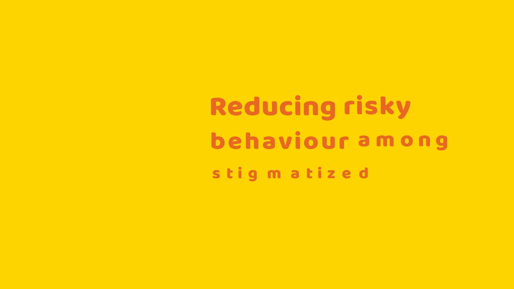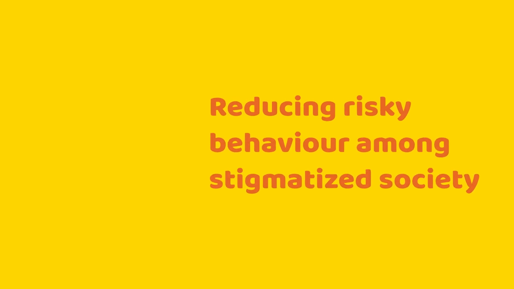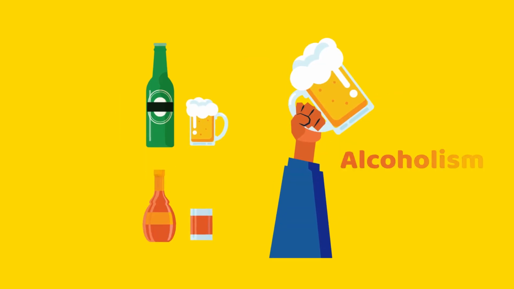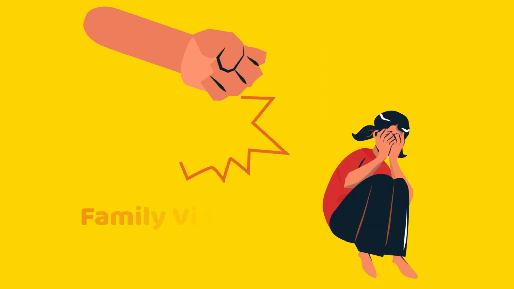It is useful to think that these difficulties experienced by evaluators in the field of countering violent extremism and tackling hate are not very different from the ones in other social programs. For example, prevention programs that aim at reducing risky behaviors among stigmatized communities. For example, gang violence, alcoholism, obesity, family violence.